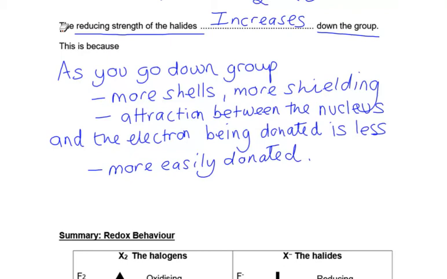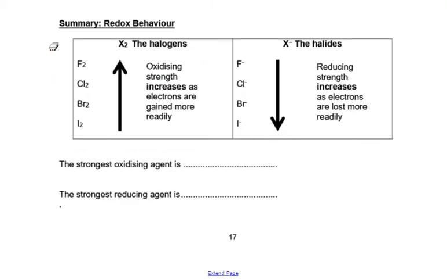This little table just summarises the redox behaviour of the halogens on the left, so Cl2, Br2, etc. And the halides that we've just done in this video on the right, so the Cl-, Br-, etc. And as you can see, the halogens, the oxidizing strength increases as you go up the group, whereas with the halides, the reducing strength increases as you go down the group.